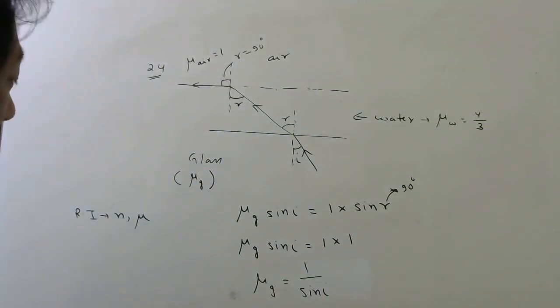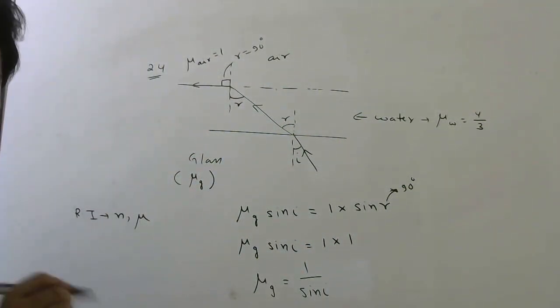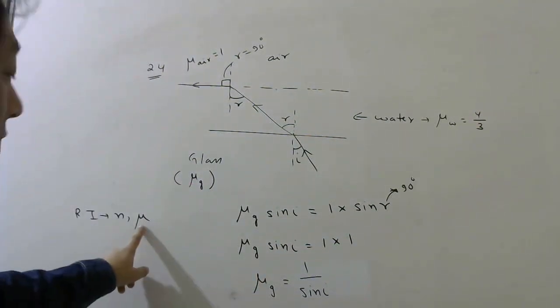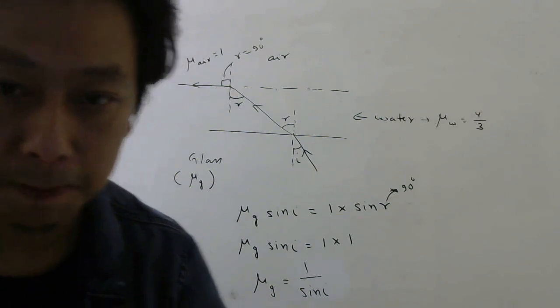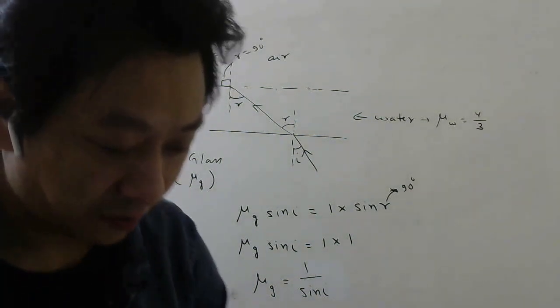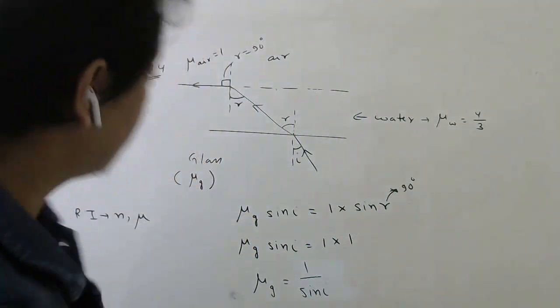So I hope you are not confused that sometimes mu is used, okay? Because in the next chapter we are going to use mu exclusively for refractive index, okay? Question 25, again a very nice problem.